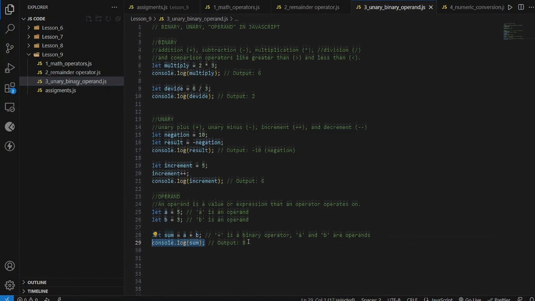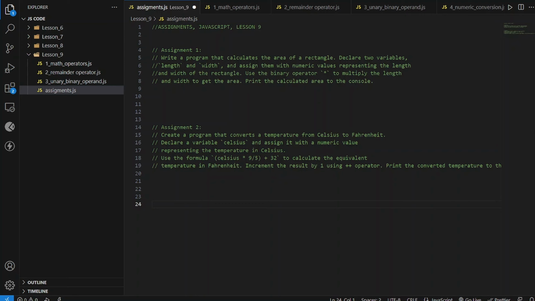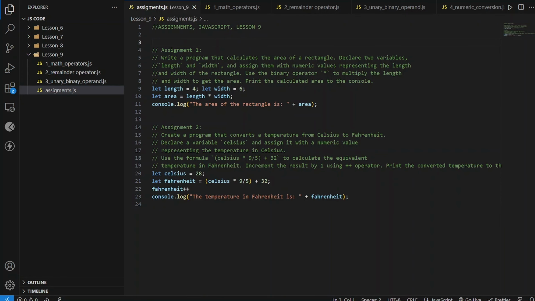At the conclusion of each lesson, I highly encourage you to complete the assignments, as they will greatly contribute to your progress in JavaScript. By consistently practicing, you will see faster results in your learning journey.